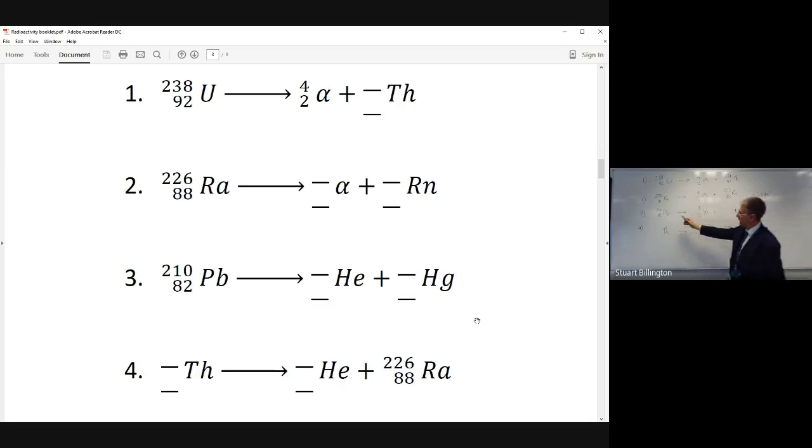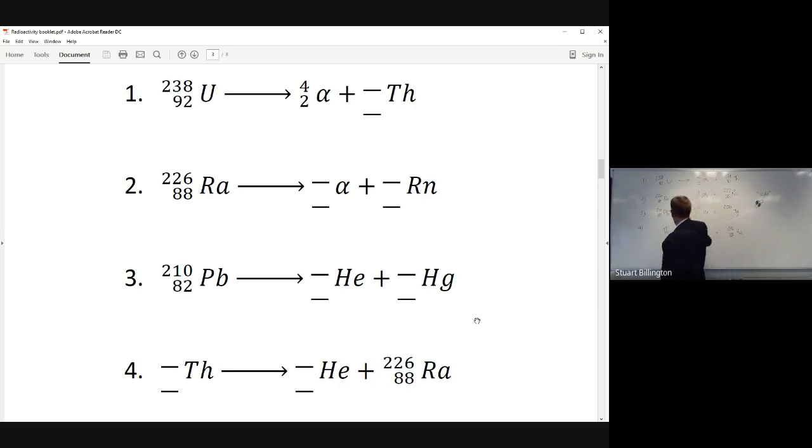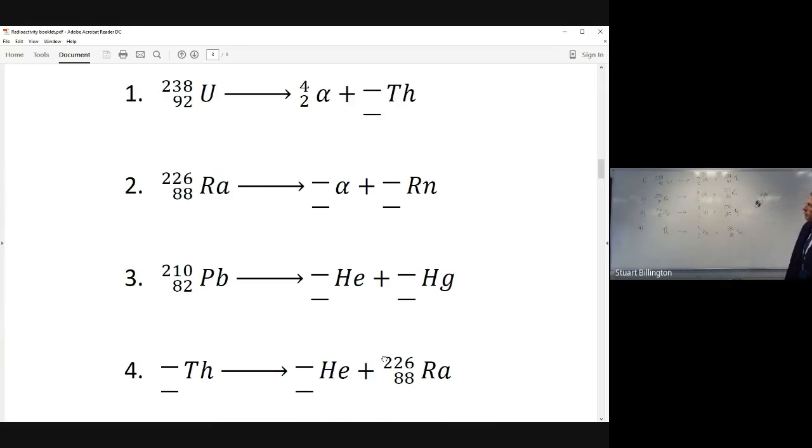Okay, let's look at the lead. There were 210 protons and neutrons. 4 of them left. How many got left behind? 206. Brilliant stuff. And of those 210, 82 of them were protons. 2 of them left. How many does that leave behind? That's correct, Hugh. Thank you very much. So we got 80, and Izzy, thank you. Okay, so 80 protons left behind.